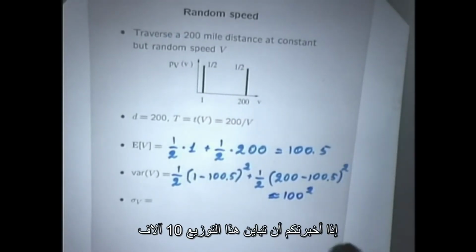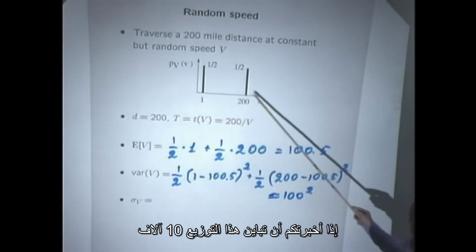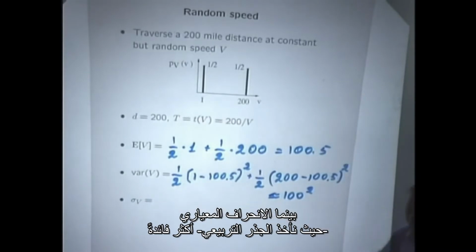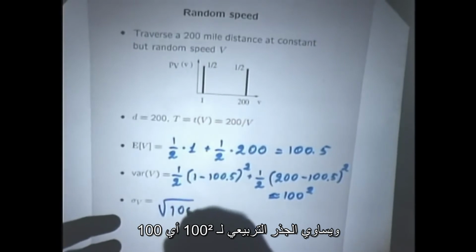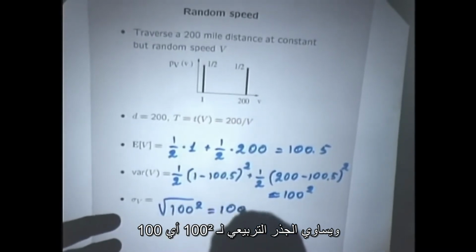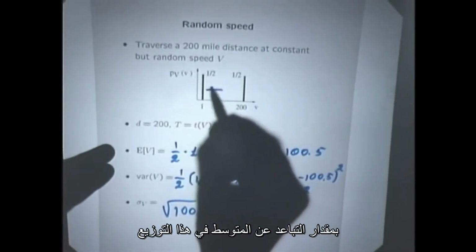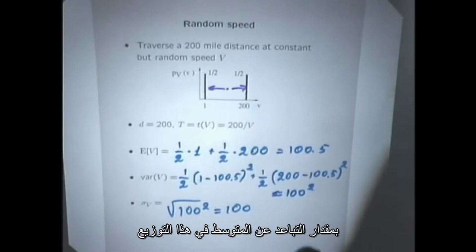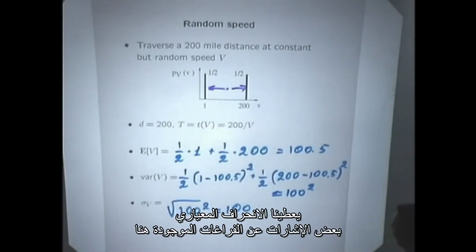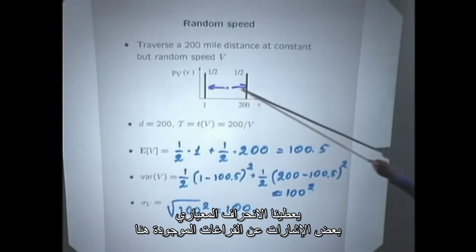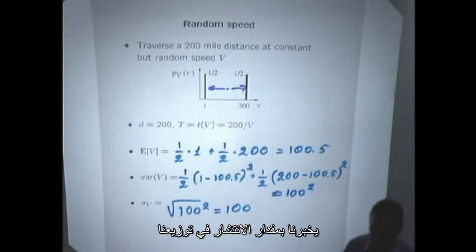Now, if I tell you that the variance of this distribution is 10,000, it doesn't really help you to relate it to this diagram. Whereas the standard deviation, where you take the square root, is more interesting. It's the square root of 100 squared, which is 100. And the standard deviation indeed gives us a sense of how spread out this distribution is from the mean. So the standard deviation basically gives us some indication about this spacing that we have here. It tells us the amount of spread in our distribution.